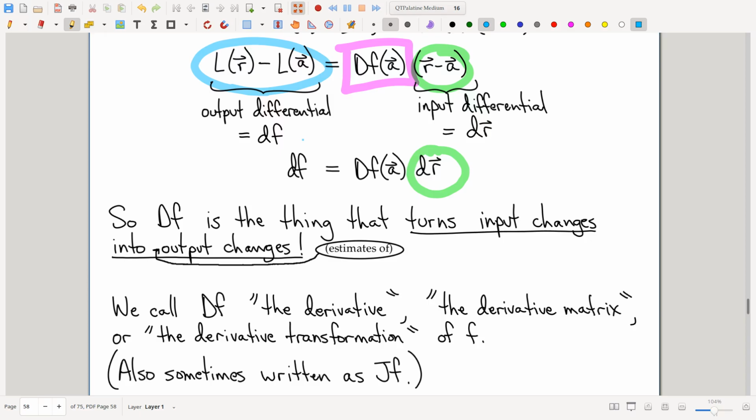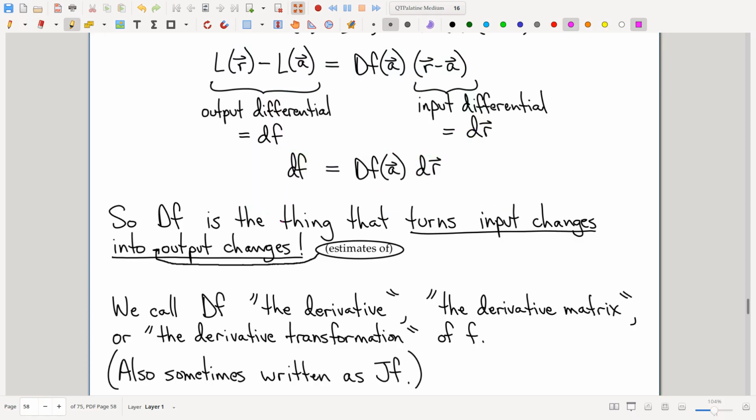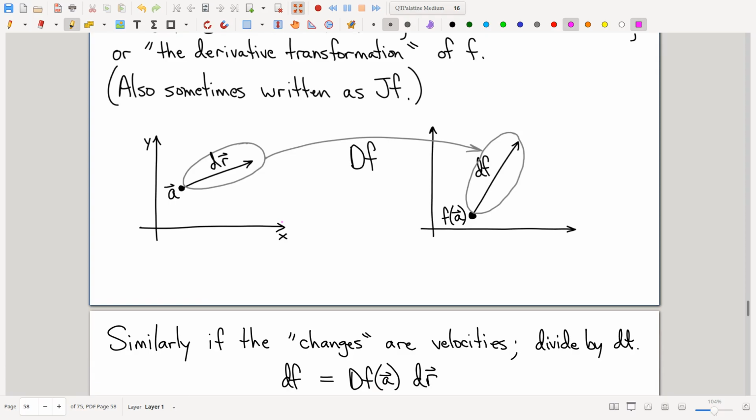AKA, it's a linear estimate of how much the function in question changes. And as such, that's called a differential. The output differential, we'll write as df. So arguably a more compact and more natural take on how to think about this is this alternative notation right here.